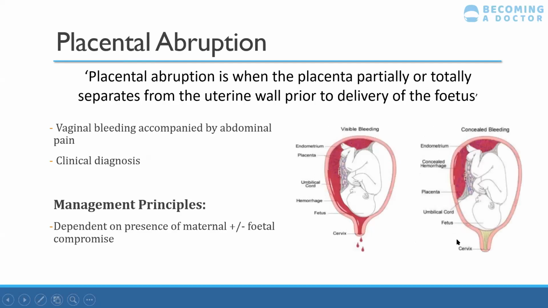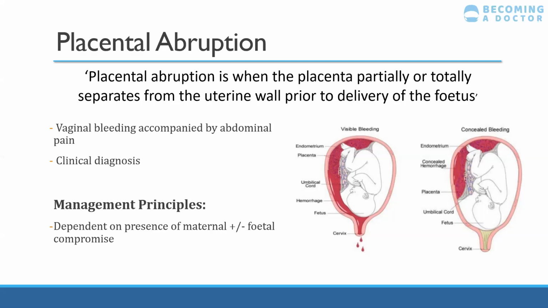So the next main cause to think about is placental abruption. Placental abruption occurs when the placenta partially or totally separates from the uterine wall before the baby is delivered. This occurs in up to 1% of pregnancies. It has quite a lot of risk factors, but the main ones to think about are if this has happened before, or if she's got preeclampsia or hypertension, then she's at increased risk.